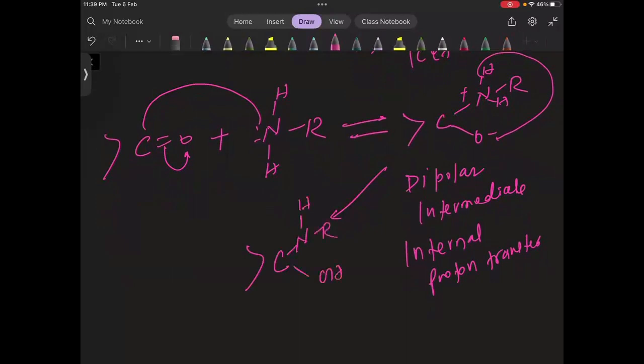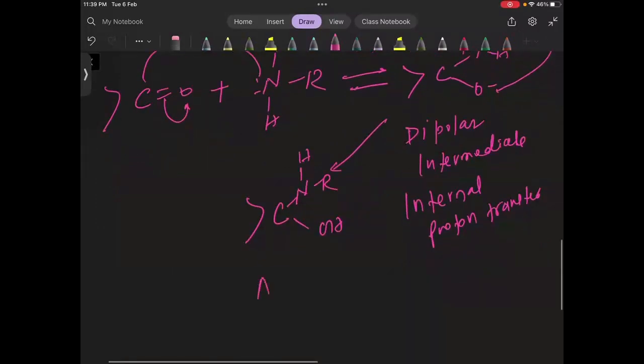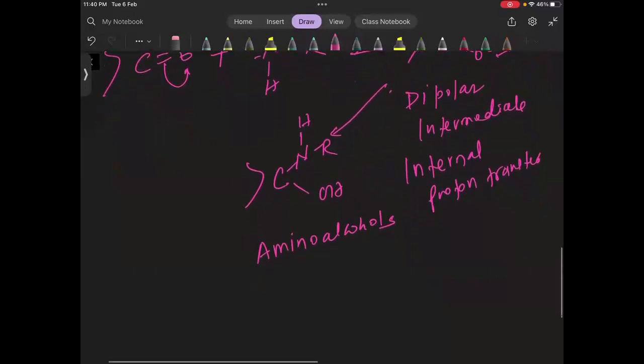So internal proton transfer will happen, and the compound is going to be C, N, H, R, O, H. Means amino alcohol is there, correct? So what happened? Amino alcohol will form. Now students, at this point the amino alcohol has formed. Now, amino alcohol, what will happen?